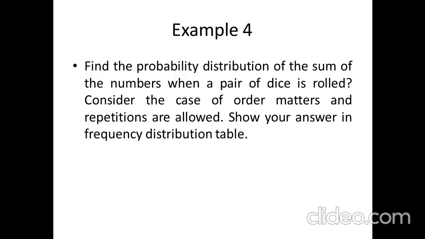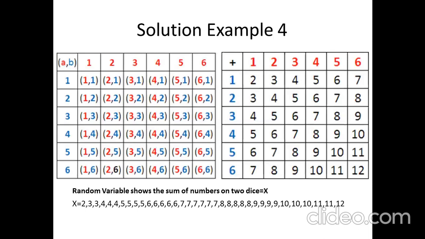So the key idea of picking which is the random variable is the way the question has been written, and only those variables would be the random variables whose probability distributions, frequency distributions, or mean values are determined, or whose quartiles, percentiles, or deciles are being asked. Consider the case where order matters and repetitions are allowed. Show your answer in the frequency distribution table. So let's first understand this question.